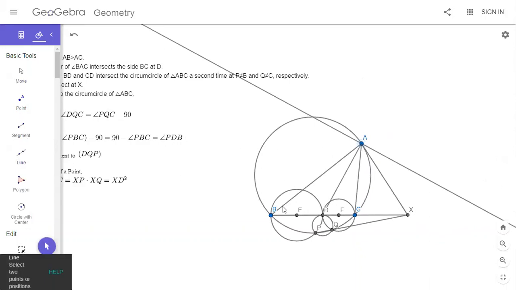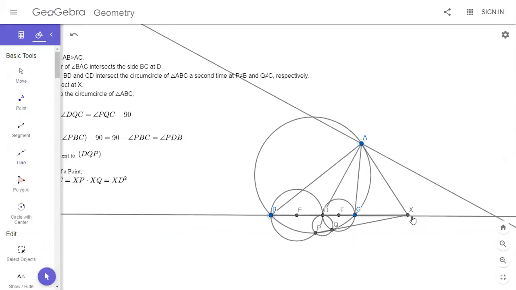Okay. So basically, here's where we use the projective geometry.